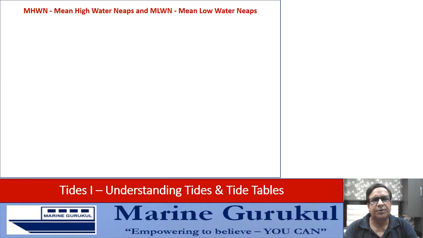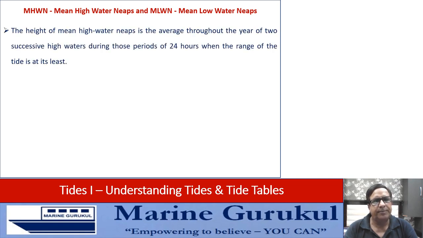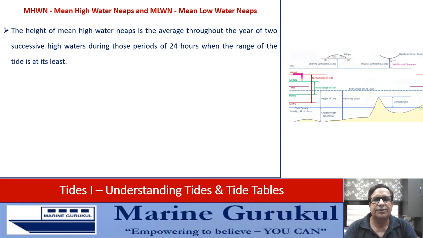Mean high water neaps and mean low water neaps are defined exactly the same way as mean high and low water springs, except that instead of measuring them at the spring tide, these are measured at the neap tide. The height of mean high water neap is the average throughout the year of two successive high waters during those periods of 24 hours when the range of tide is at its least. You can see in this diagram, this level represents the mean high water neaps.